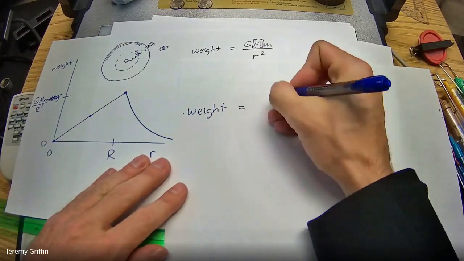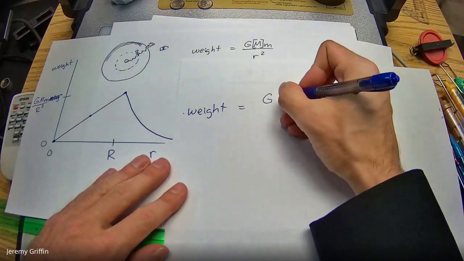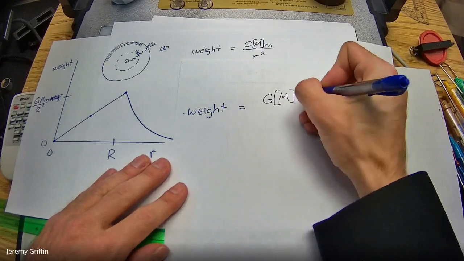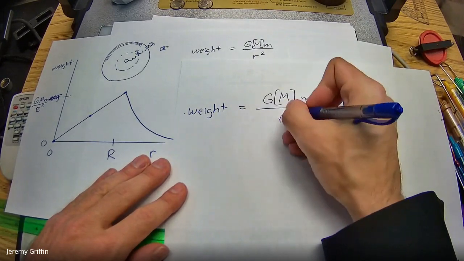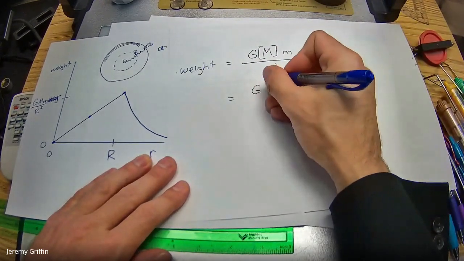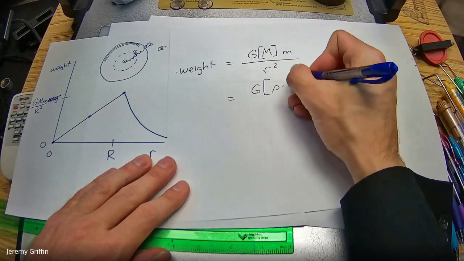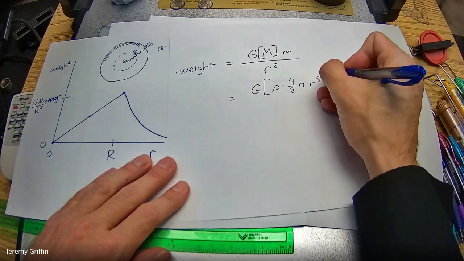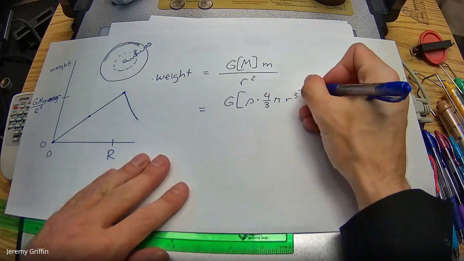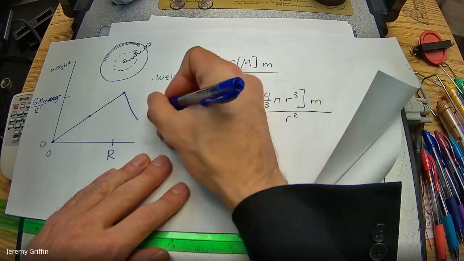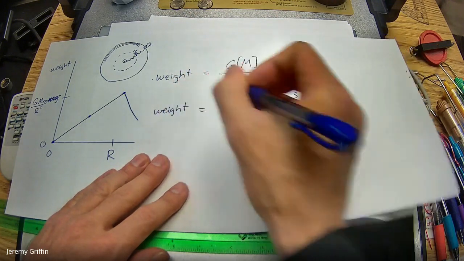Weight is equal to GMm over r squared. Yeah. Just gonna rewrite this so it looks a little prettier. G times, okay, so mass, you guys know, is density times volume, 4/3 pi r cubed. Times your mass, all divided by r squared. That's your weight. It's like the gravity force on you.